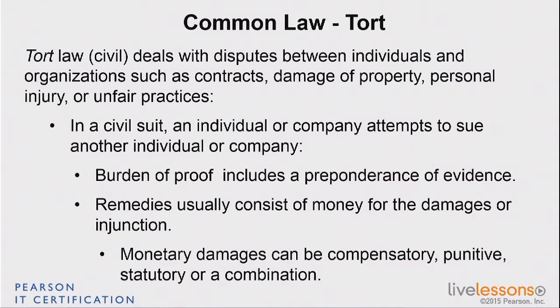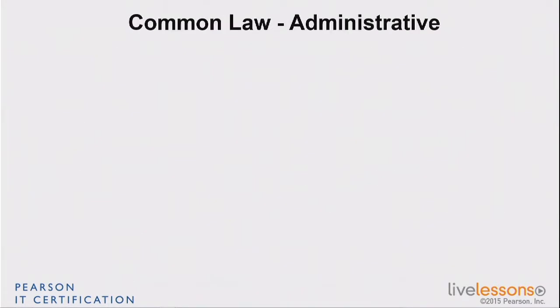Monetary damages can be compensatory, punitive, statutory, or a combination. So compensatory is to compensate you for a loss. Punitive is to punish you. Statutory would be whatever the statute or the law requires, or it can be a combination of those, and that would generally be at the discretion of the judicial system. The third branch of common law is administrative.